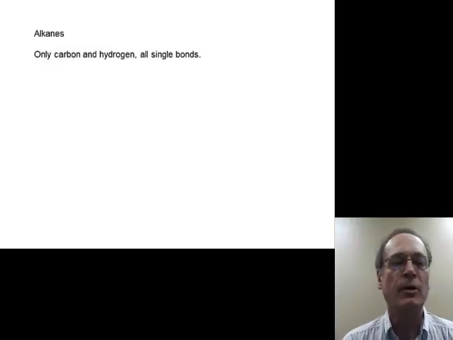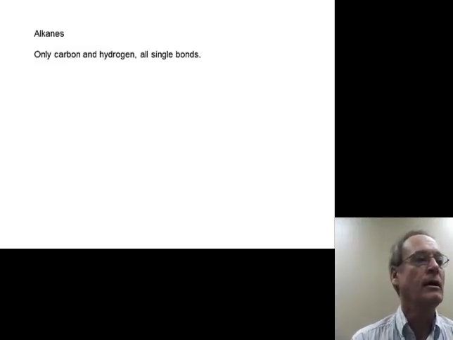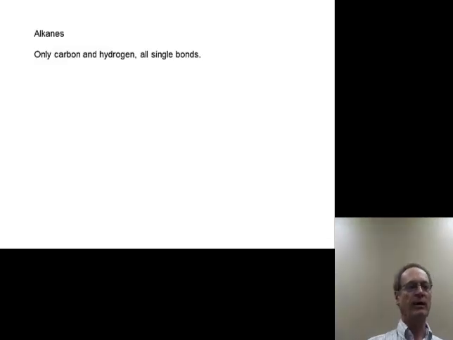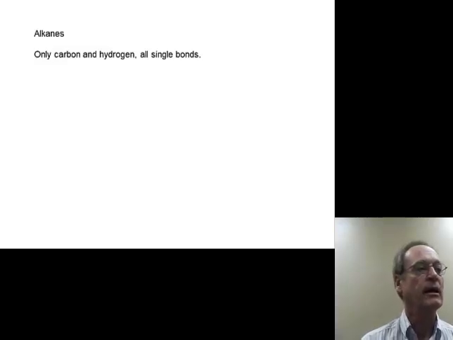Hi, in this video we will discuss alkanes and their formulas and how we can predict the formulas of alkanes. First, what is an alkane? Well, as you can see on the screen, any compound that contains only carbon and hydrogen and whose molecules contain only single bonds, that is no double or triple bonds, so just carbons, hydrogens, all single bonds.